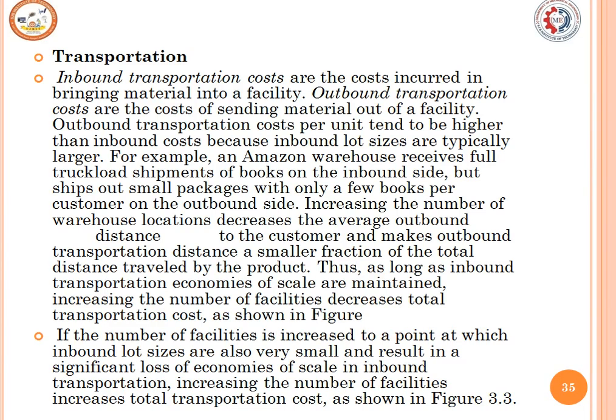Increasing the number of warehouse locations decreases the average outbound distance to the customer and makes outbound transportation a smaller fraction of the total distance traveled by the product. Thus, as long as inbound transportation economies of scale are maintained, increasing the number of facilities decreases total transportation cost. As the number of facilities increases this holds up to a point, and after that it will be constant, as explained in the figure.